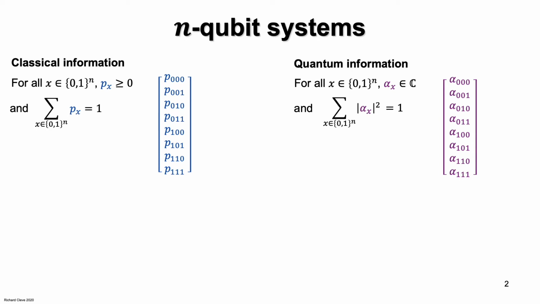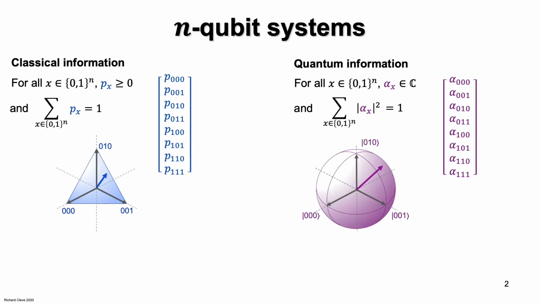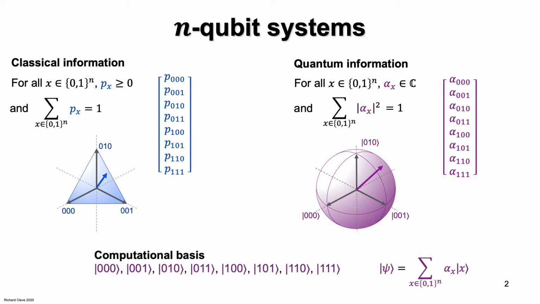The set of all valid probability vectors is a simplex, which is illustrated for the case of 3 dimensions as a triangular region. The set of all valid quantum state vectors is a hypersphere, which is all points of distance 1 from the origin. There are 2 to the n computational basis states, denoted as n-bit strings within kets.